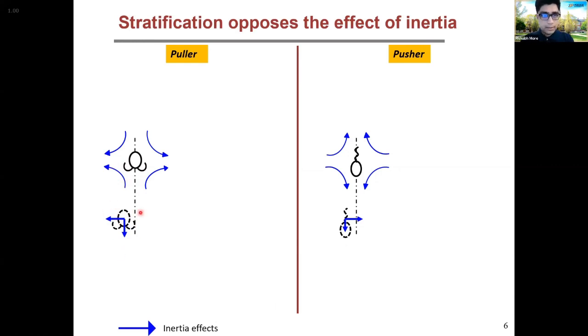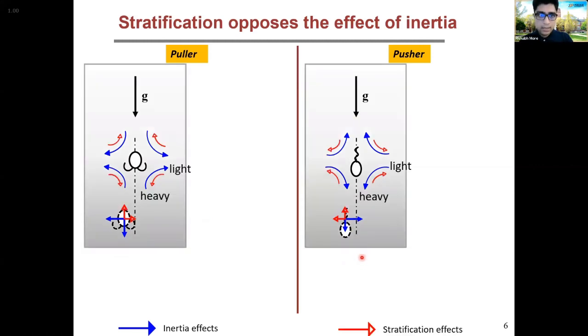So as we increase inertia, a puller becomes unstable in the sense that it strays away from the straight line motion. But on the other hand, for a pusher, the effect is completely opposite, and it is pulled towards the straight line. So it is always stable even at higher inertia. This was in a homogeneous fluid, but now if we include fluid stratification, then as you can see, the puller tries to pull this heavier fluid into a lighter fluid.